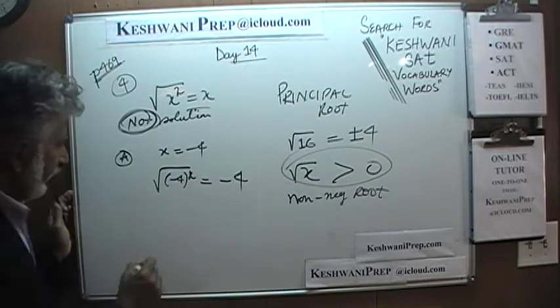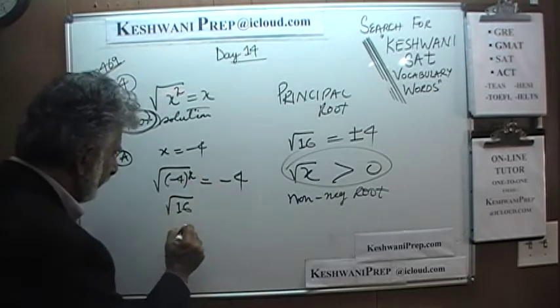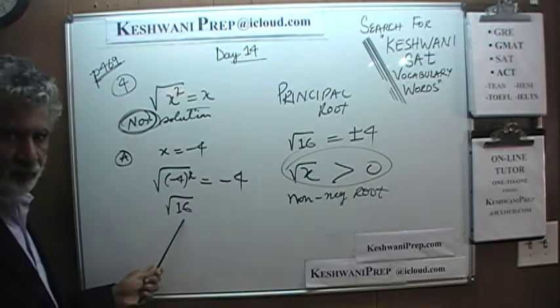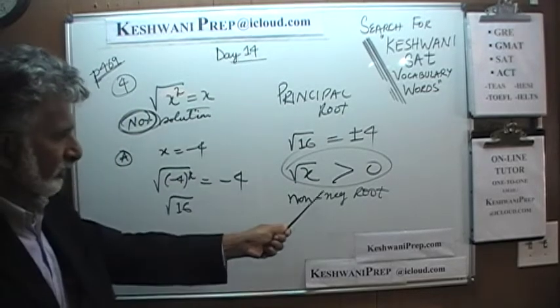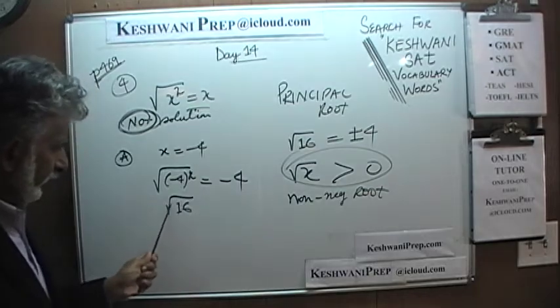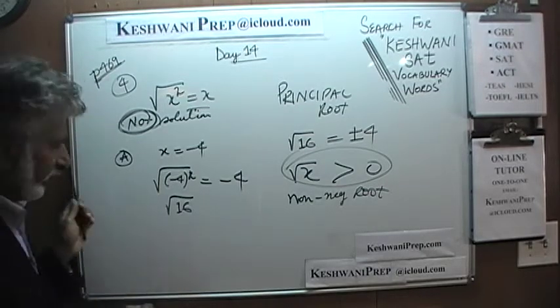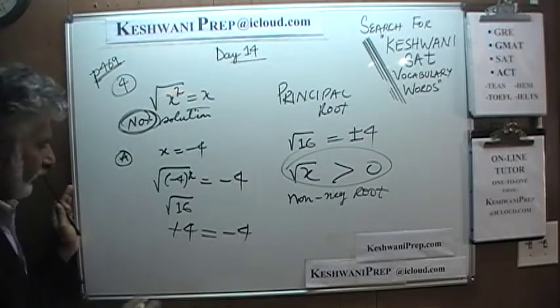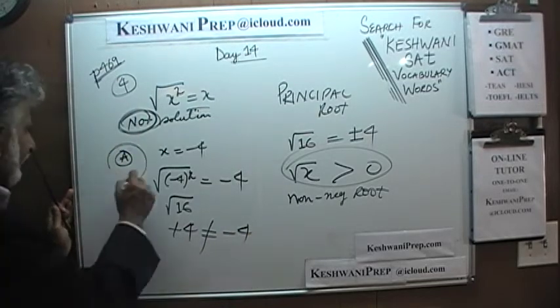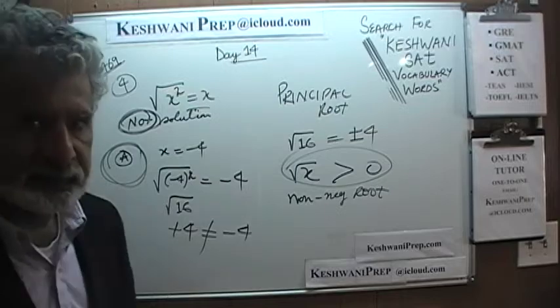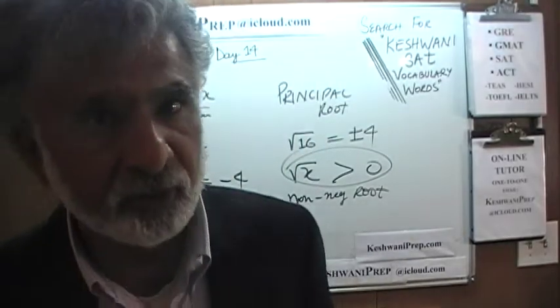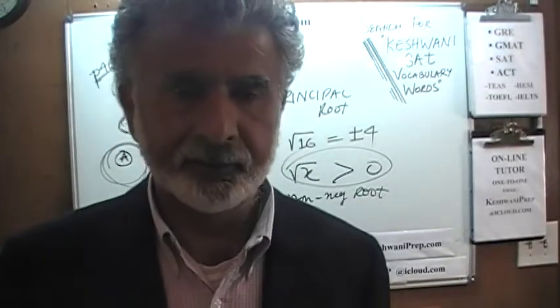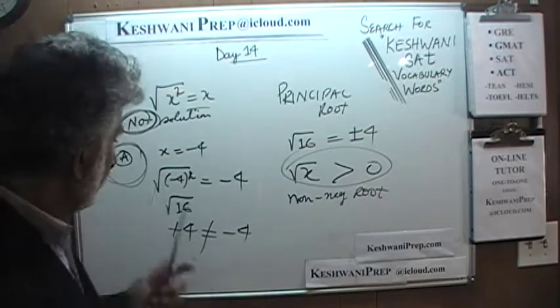Negative 4 squared is 16. And remember, this 16 only has a principal root, only a positive root, not a negative root. So this quantity, the square root of 16 in this context, equals positive 4. And does positive 4 equal negative 4? The answer, of course, is that it does not. This is not the solution. B, C, and D can be the solution to this equation, but not A. And that's all it is.